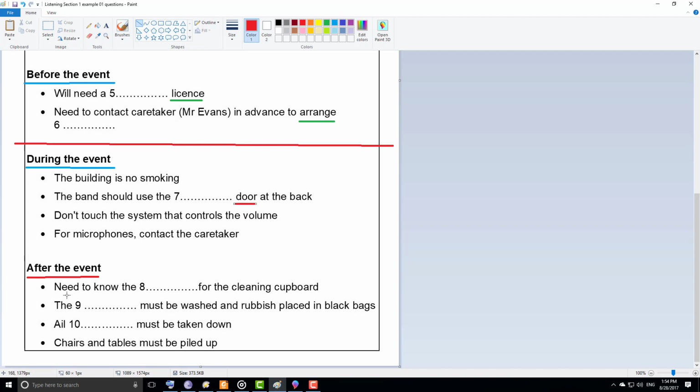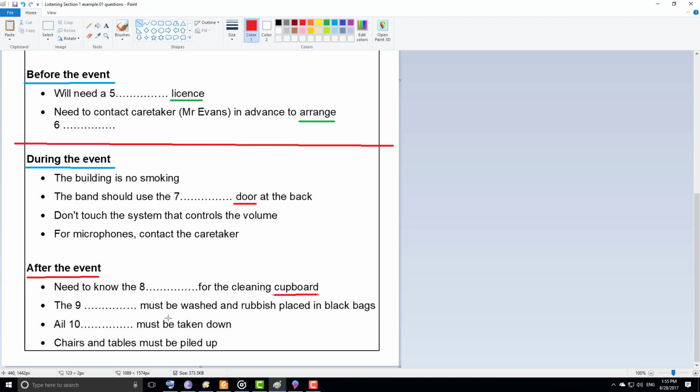For question number 8, you need to know something for the cleaning cupboard. Now, from my experience with this particular test, the problem here is perhaps with the word cupboard and the way that it's pronounced in the recording. Because of the speaker's accent, I find that a lot of students cannot actually make out the word he's saying. The word he's saying is cupboard, but when you hear him say the word, it might actually sound like something different.